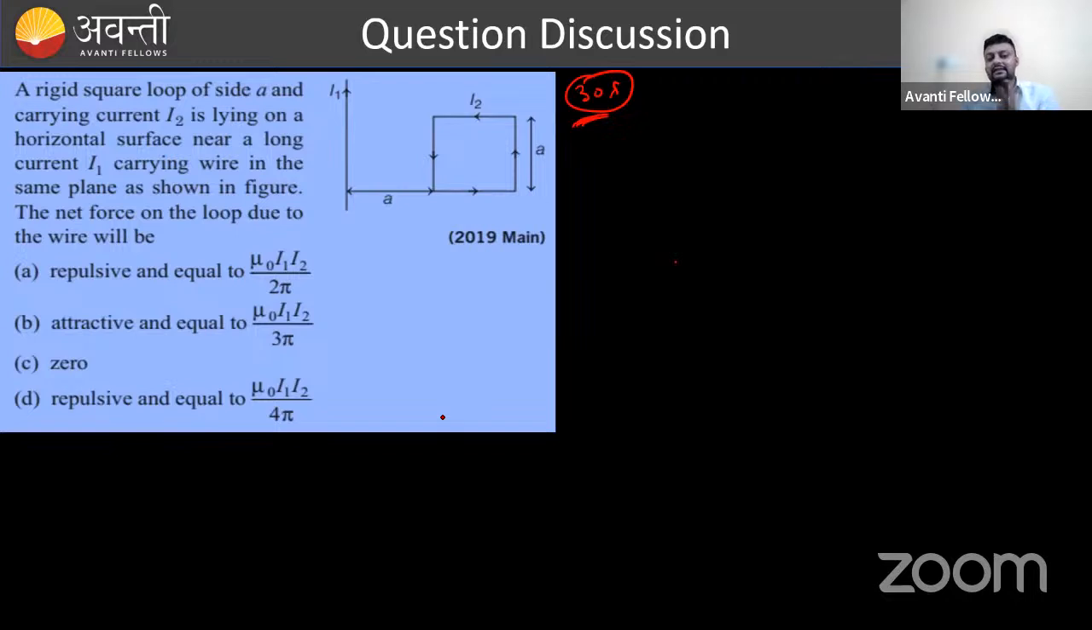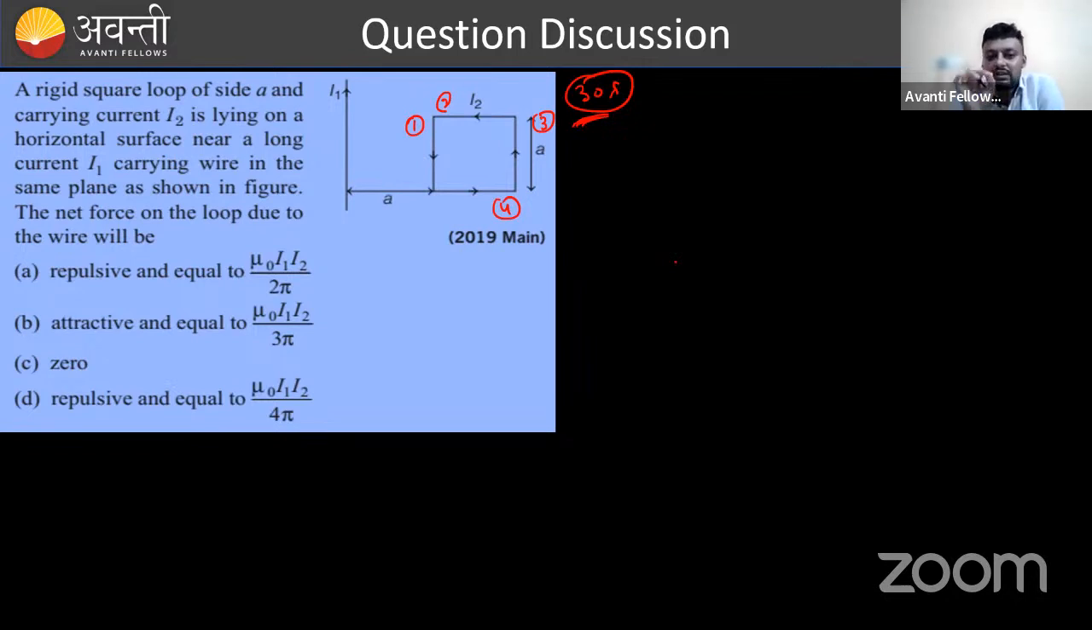First of all, there are 4 sides. So what is my task? I will calculate the force on each side and then add them according to the vector rule. That will be my answer. So I am naming the sides: let's suppose this is side 1, this is side 2, this is side 3, and this is side 4. This is the loop which has 4 sides.